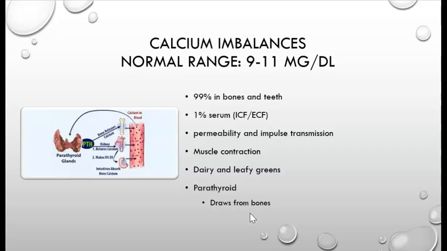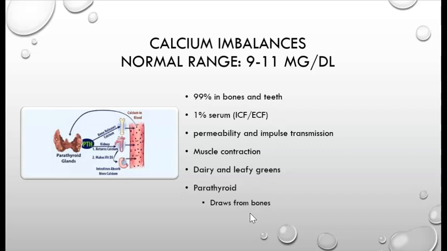So then we have calcium imbalances. So the normal concentration of calcium is going to be 9 to 11. And that's obtained from dietary sources. We only need a small amount absorbed into the bloodstream, but it's excreted in feces and urine. 99% of this is bound to phosphorus to form the bones and teeth. The remaining 1% is in the ECF, and half of this is ionized or active.